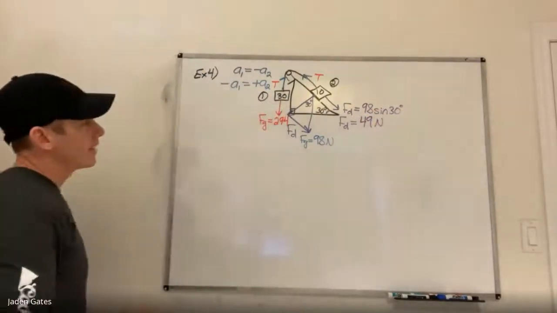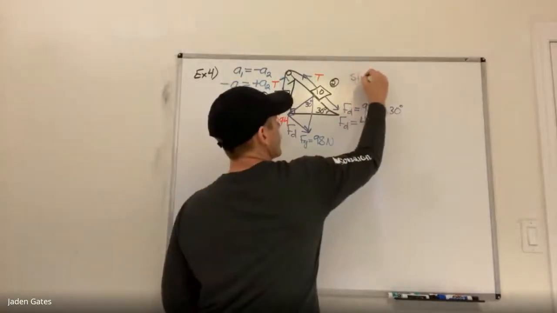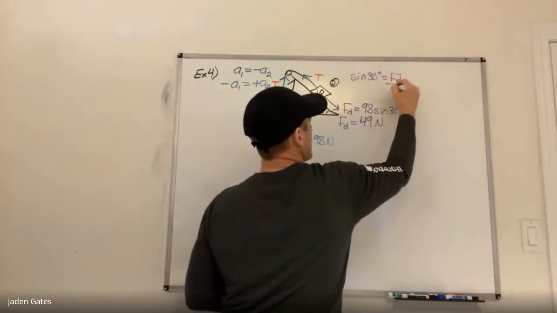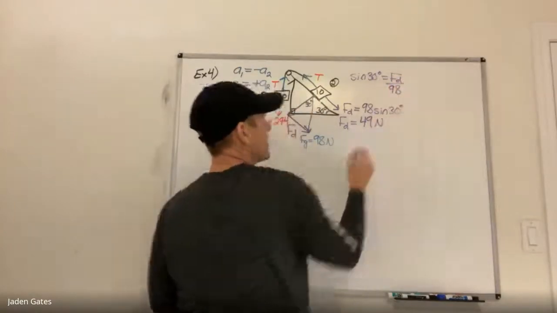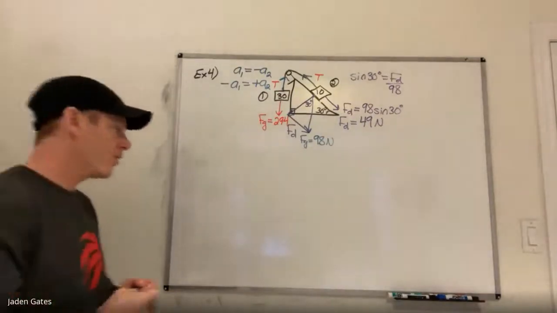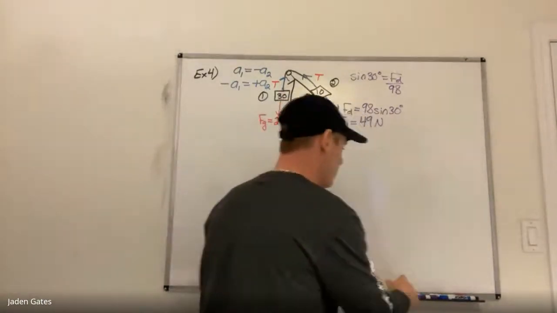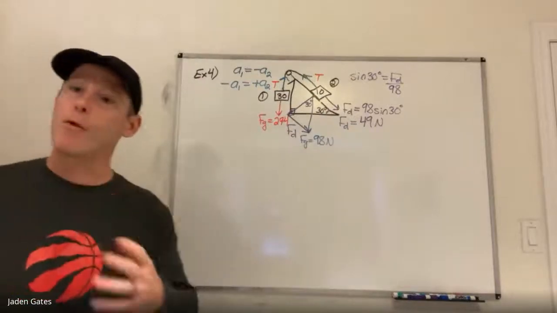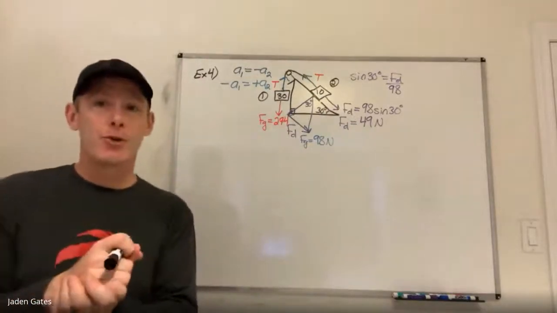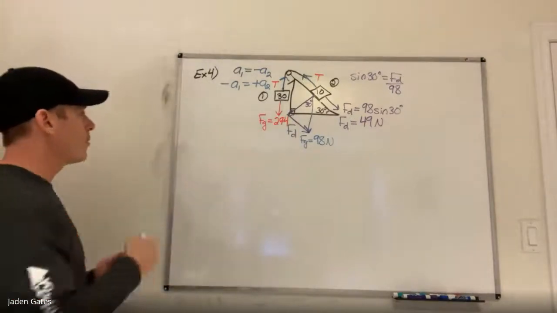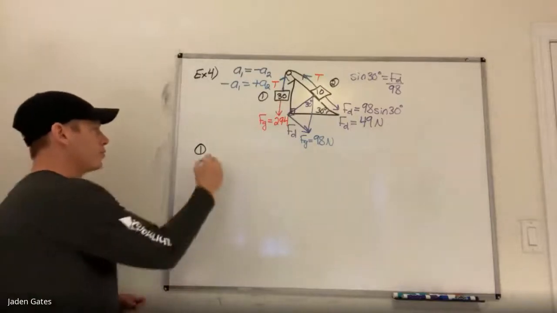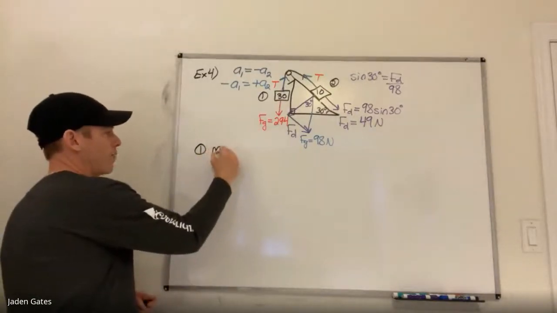And again, that's because sine 30 degrees is equal to Fd, which is the opposite, divided by our hypotenuse, which was the 98 newtons. So I just rearranged that formula there. Now that I've got all my forces made out, I'm going to repeat the process that I did before, come up with my two equations, and then solve by using substitution, systems of equations here. So, object one, F net is equal to ma, or in this case, m1a1.